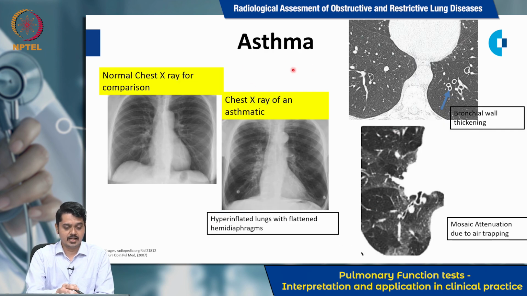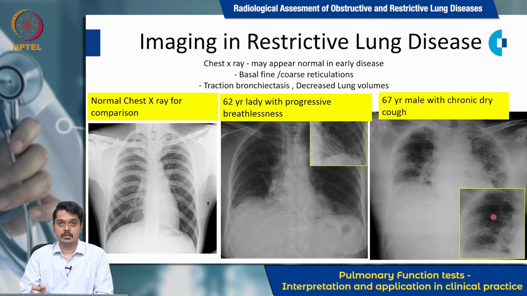Next is asthma. Again, the findings are non-specific. Imaging is usually done in asthma to rule out any alternative diagnosis and to look for any complications. Sometimes we may get hyperinflated lungs in asthma. In CT, we get bronchial wall thickening, which is again non-specific. Sometimes we get mosaic attenuation pattern, which is alternating areas of increased density and decreased density, which is due to air trapping. We shall go into restrictive lung diseases now.